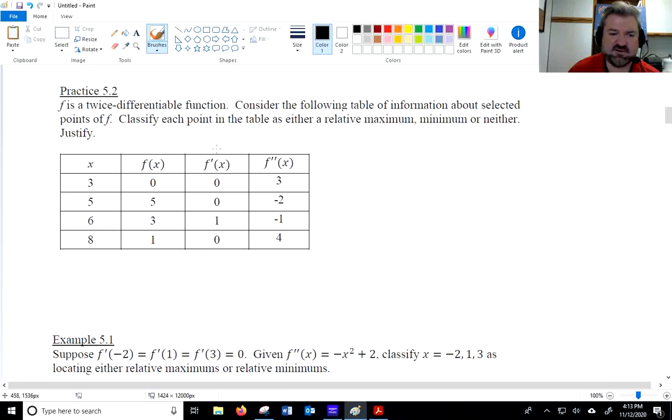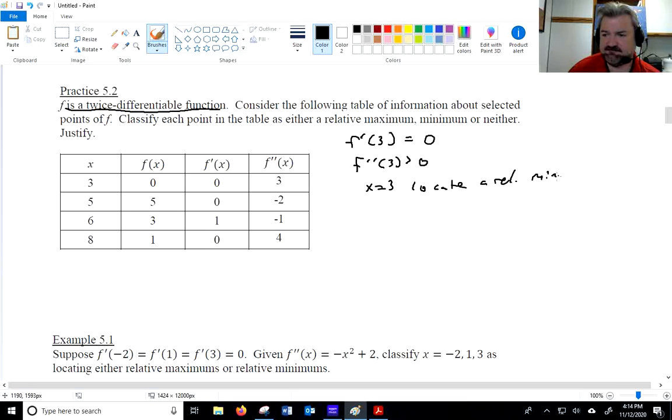Okay, well, we can see that f prime of 3 is 0. And as we were told, f is twice differentiable, so it's twice differentiable on an open interval around 3. So we can apply the second derivative test. I can see that f double prime of 3 is positive. So that means we are concave up. So x equals 3 must locate a relative minimum.